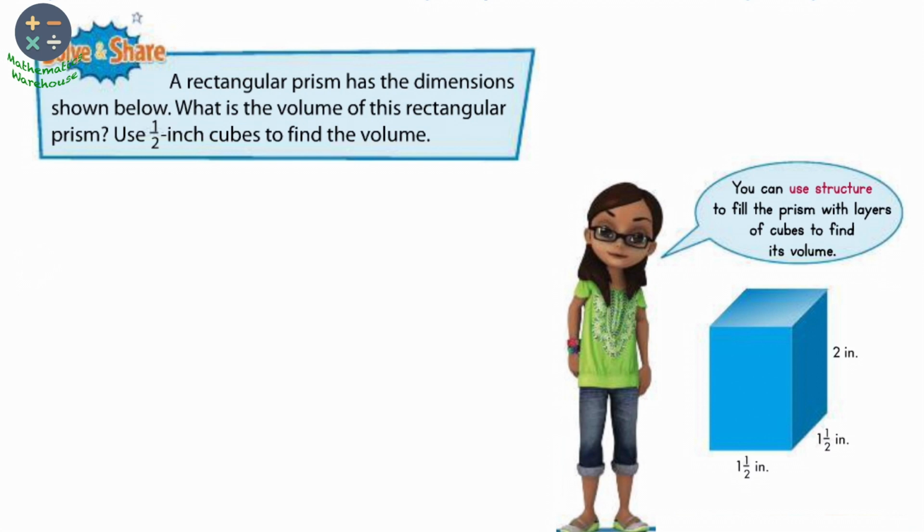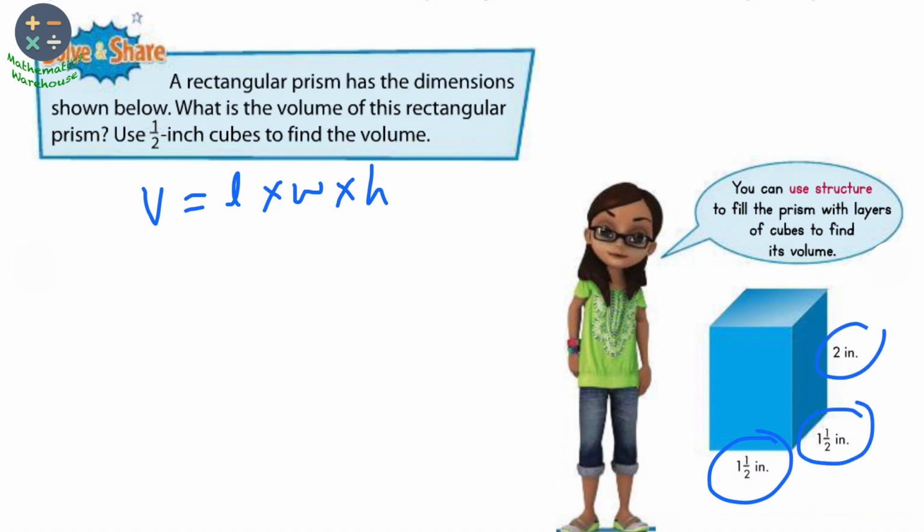Solve and share. A rectangular prism has the dimensions shown below. What is the volume of this rectangular prism? Use half-inch cubes to find the volume. As we know, the volume is area of base times height, or we can say it's length times width times height. So volume equals length times width times height. The three dimensions here are 1.5, 1.5, and 2. So we have to multiply 1.5 times 1.5 times 2.